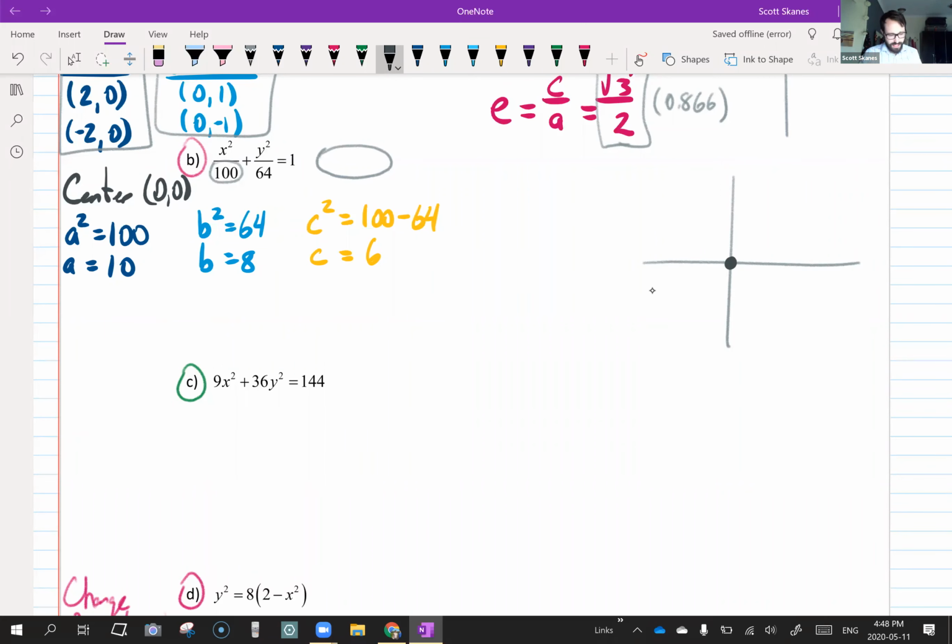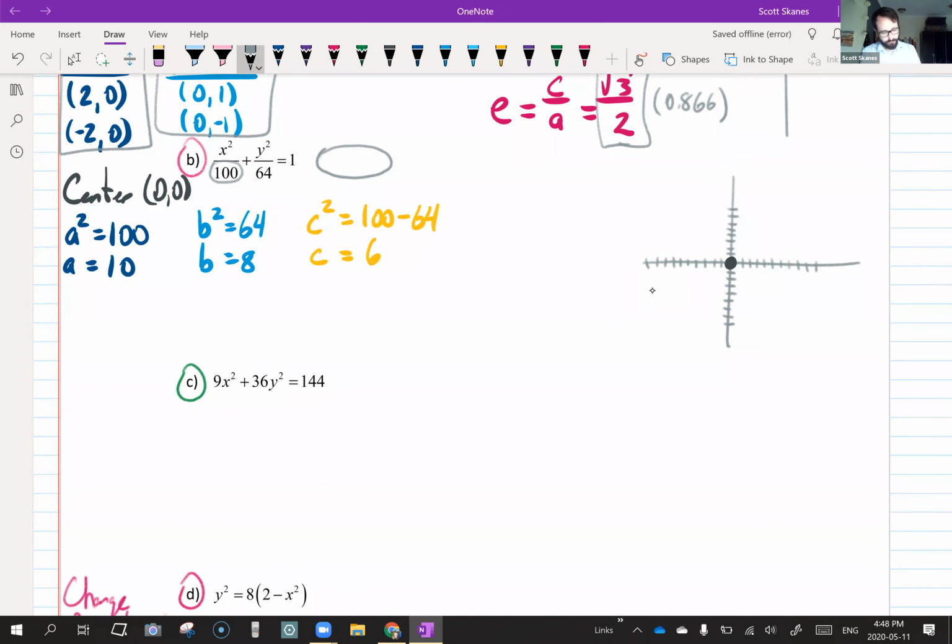I need to go over by 10: 1, 2, 3, 4, 5, 6, 7, 8, 9, 10, and the same on the other side. And go up by 8: 1, 2, 3, 4, 5, 6, 7, 8, and the same going down.